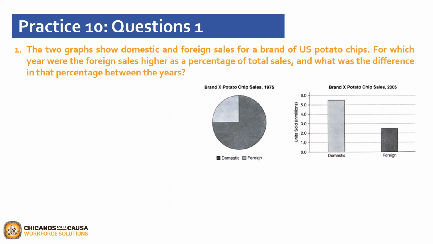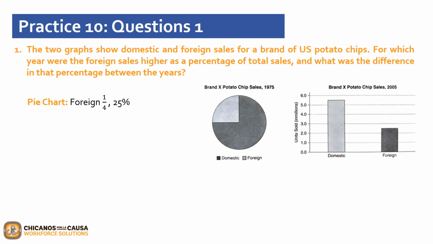Now, in the pie chart, we can see that foreign sales are represented by the lighter shade. Visually, we can also determine that these sales make up a fourth of the total sales, or 25%. So if I were to divide the circle into 4 equal parts, one of those 4 equal parts would be reflective of the foreign sales.